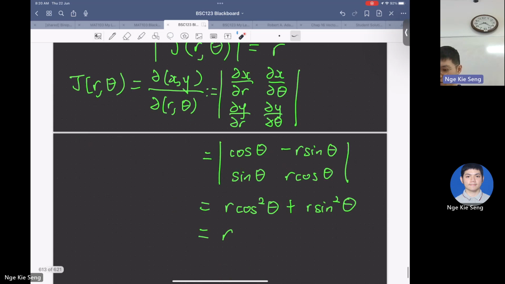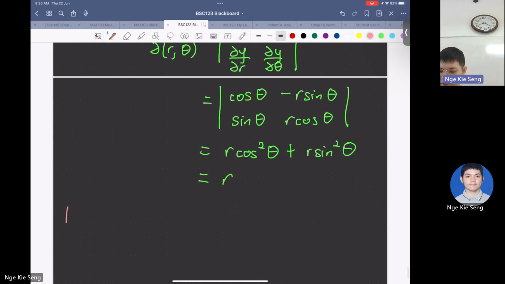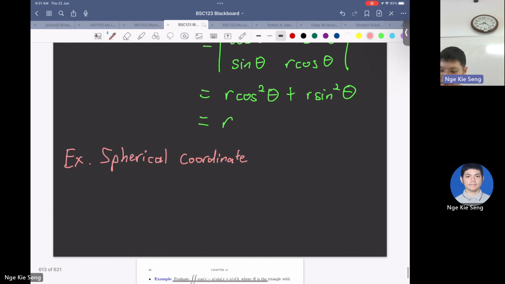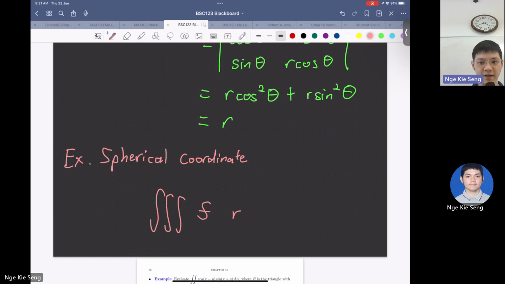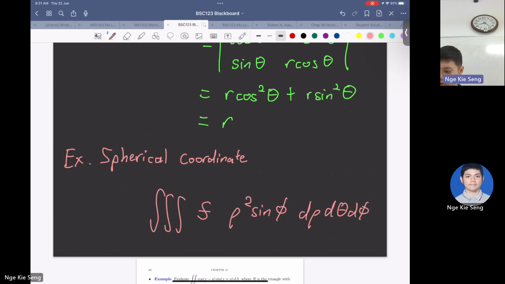Okay. So you can go home and try the spherical coordinate. Show that how this r, what's the extra factor again? r squared or r? Yeah, for spherical, what's the extra? You get rho squared sine phi. So try and compute this, and see how this Jacobian comes out.